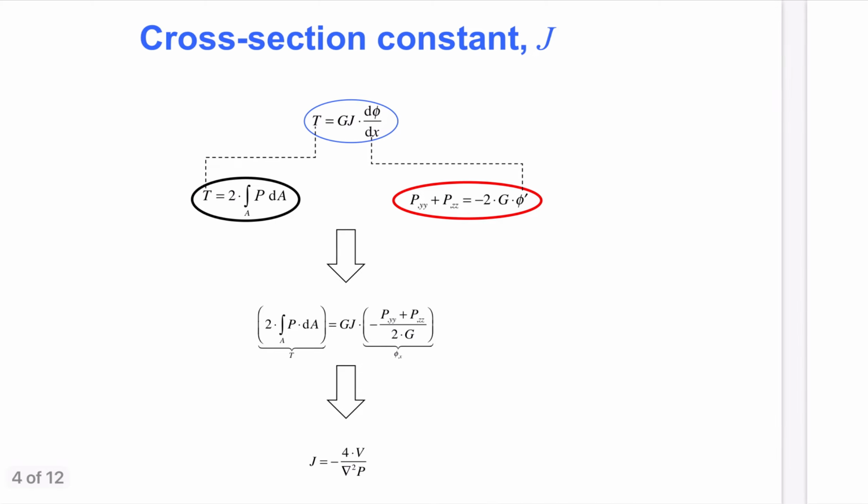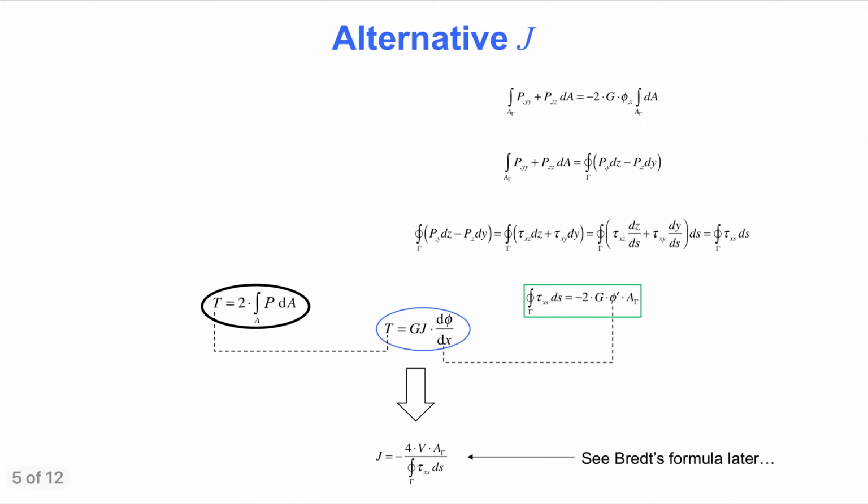The next slide develops an alternative expression for the cross-section constant, J. This is done by first integrating the differential equation that was earlier marked with the red color. This is done in the first equation on this slide, where the Greek symbol capital lambda denotes an arbitrary closed path in the cross-section, and a lambda is the area within that path. Integration by parts applied to the left-hand side is carried out in the second equation shown here.